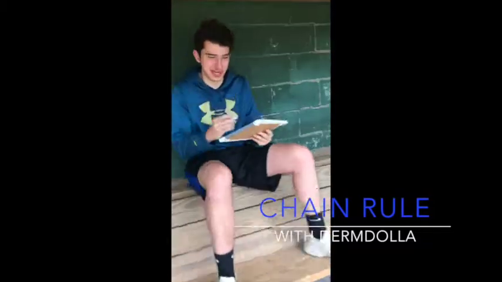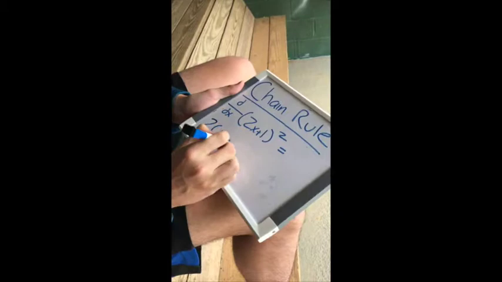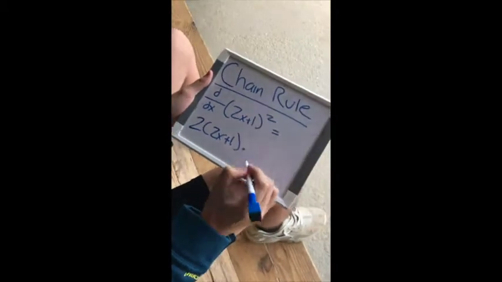Let's simmer down, let's write the chain rule. First, you find the derivative of the outside. So you get 2 times 2x plus 1. And then you multiply that by the derivative of the inside, which is just 2. That's how you do the chain rule.